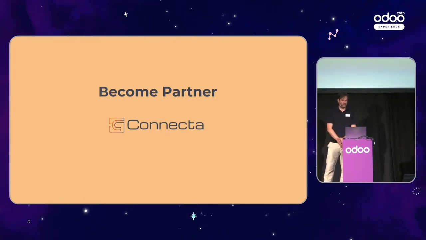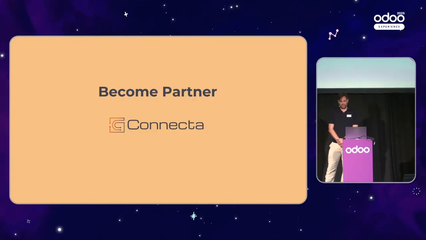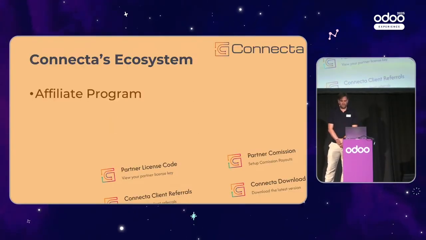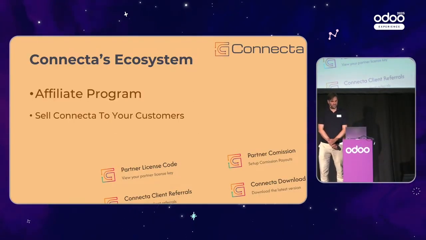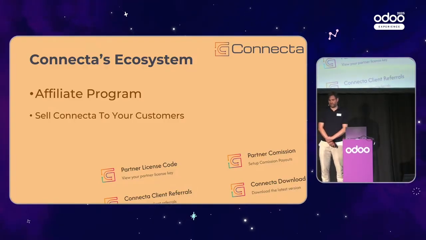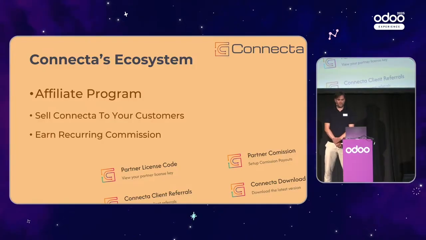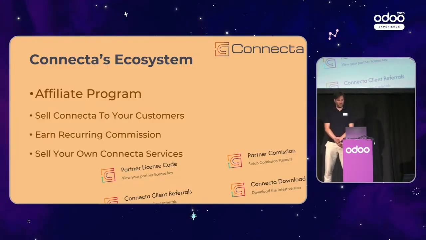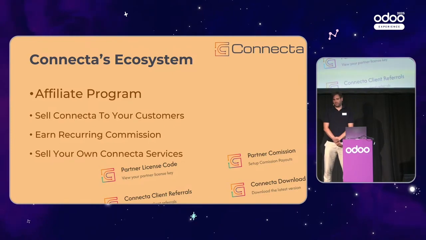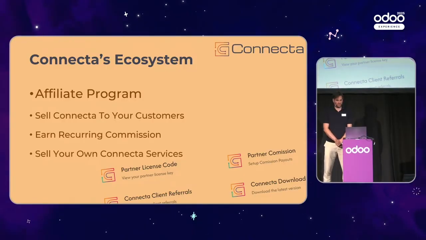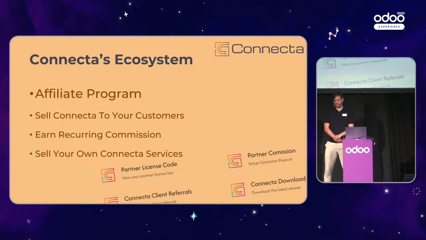We also have a way for you guys to become a partner of Connecta. Connecta is in essence an open platform. So our ecosystem allows you to join the affiliate program, which in practice means that you sell Connecta to your own customers, especially if you are a partner of Odoo, for example, and you can earn recurring commission for that. And on top of that, you can sell your own Connecta services. So if people need some connections with legacy systems, you are allowed to just build them yourself and charge whatever you like for it.